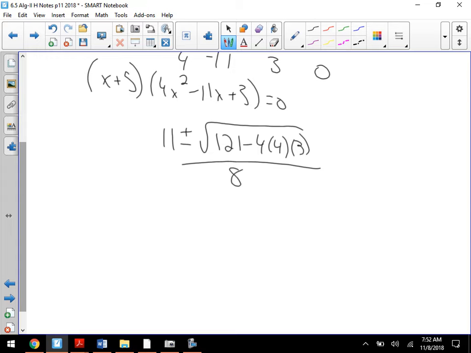Okay? So from here, you get 121 minus what? 16 times 3 is 48. 121 minus 48 is 73. So you get 11 plus or minus the square root of 73 all over 8. Those are your two other zeros, along with negative 5.